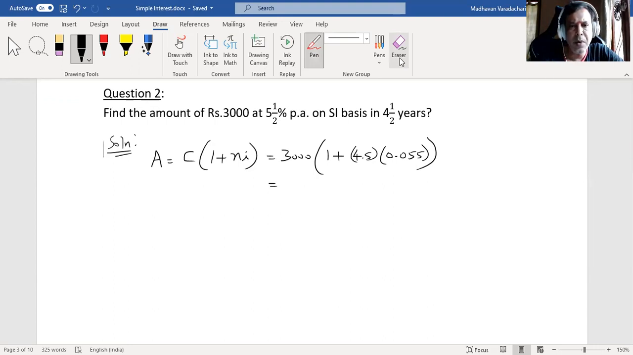We get the total amount as rupees 3742.50. So that is the solution for this.